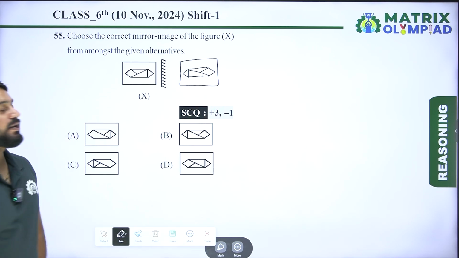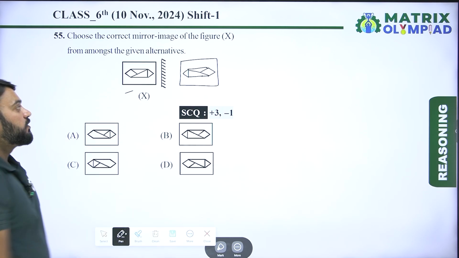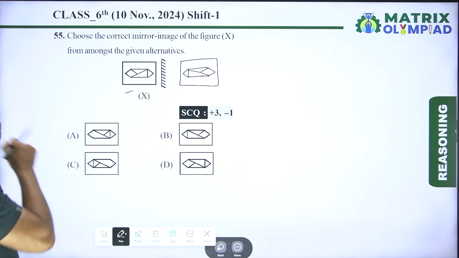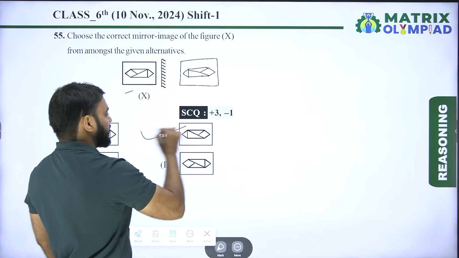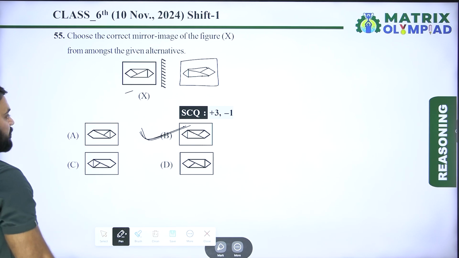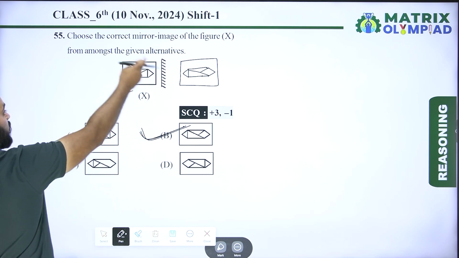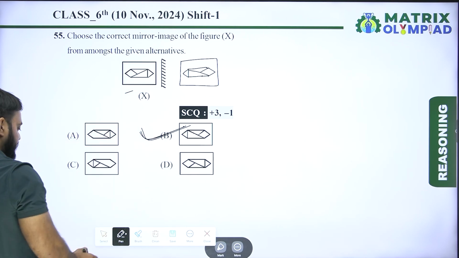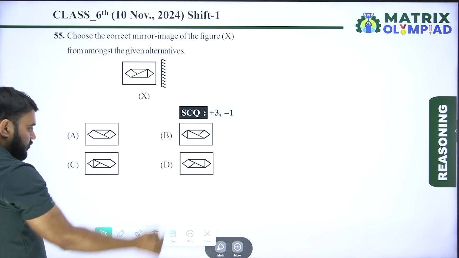This is the correct mirror image of the given figure. So here option B is the correct answer of this question, because option B shows the correct mirror image of the given figure. Let's move on to the next question.